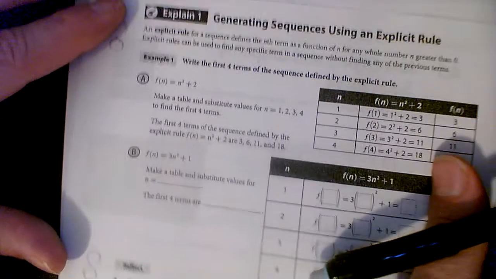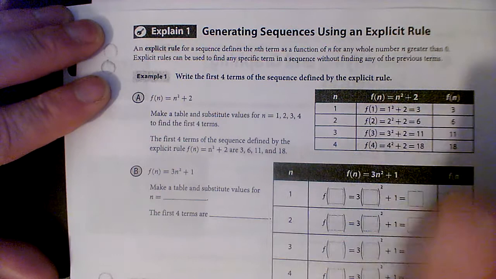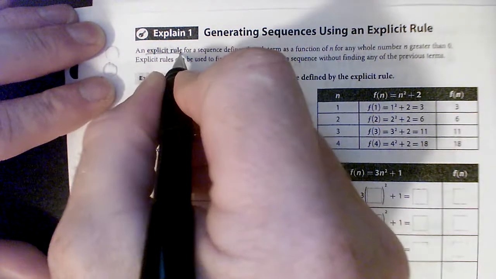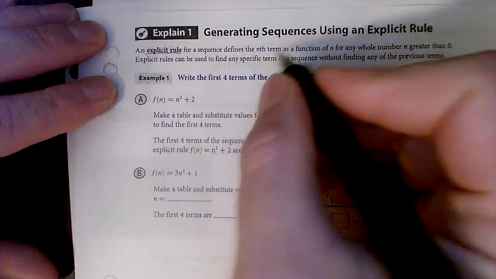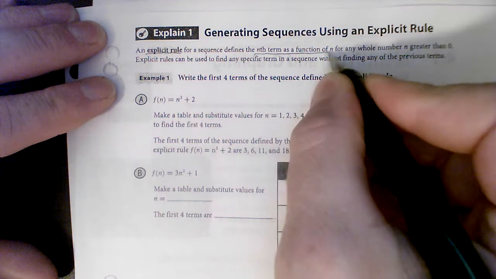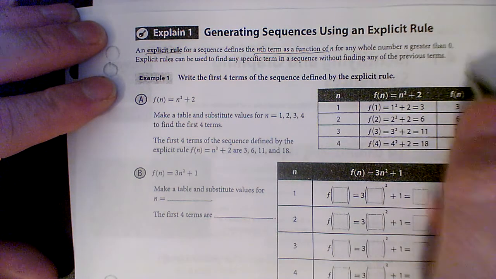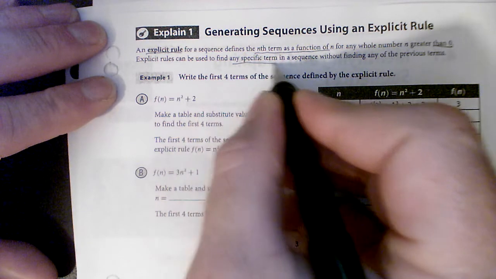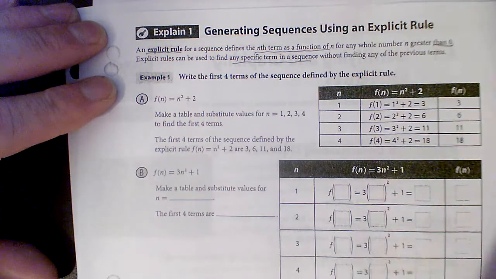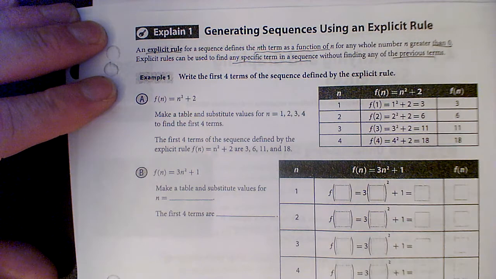All right, and here we go. Now we've got something called an explicit rule for a sequence. It defines the nth term as a function of n for any whole number greater than 0. Explicit rules can find specific terms in a sequence without finding any of the previous terms.